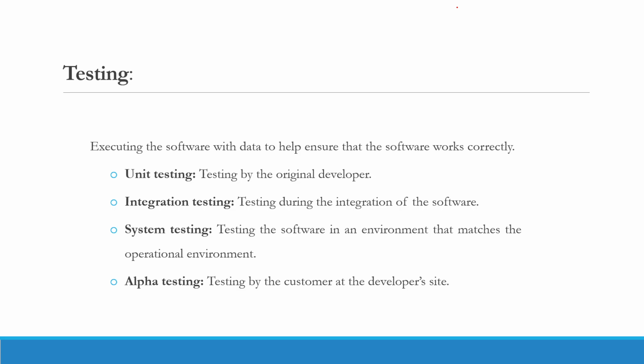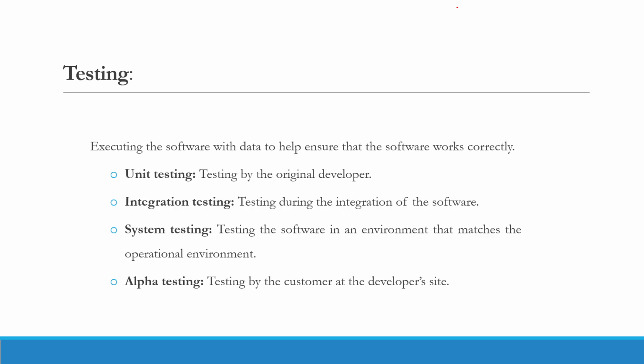Simply put, testing means executing the software with data to help ensure that the software works correctly. When we say it works correctly, we conclude that the software is working correctly if it fulfills or meets the software specification and the user's requirements. So there are various kinds of testing in this regard. The first one is unit testing. This kind of testing is done by the original developer.